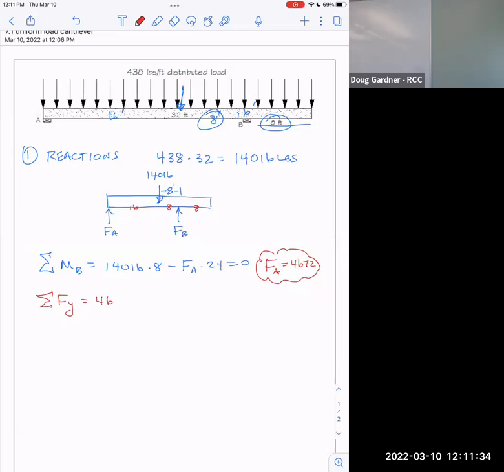last time I didn't bother to write this down so clearly. And I have 14,016 pushing down, and I have force of B pushing up. I get 9344. So do you see why, just from looking at the picture, force of B would be doing more work here?